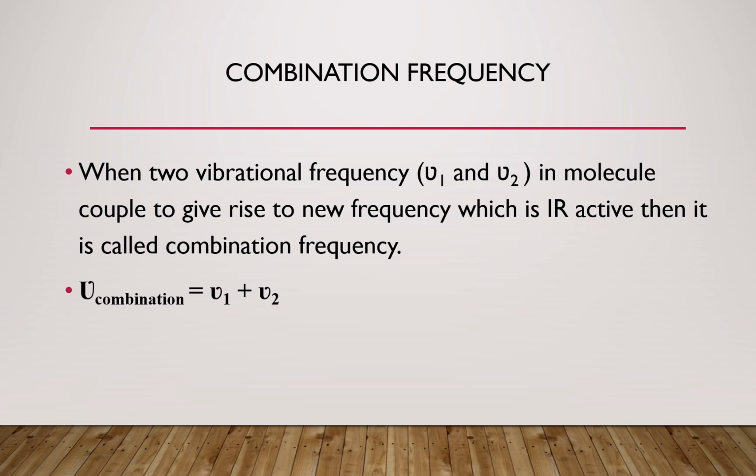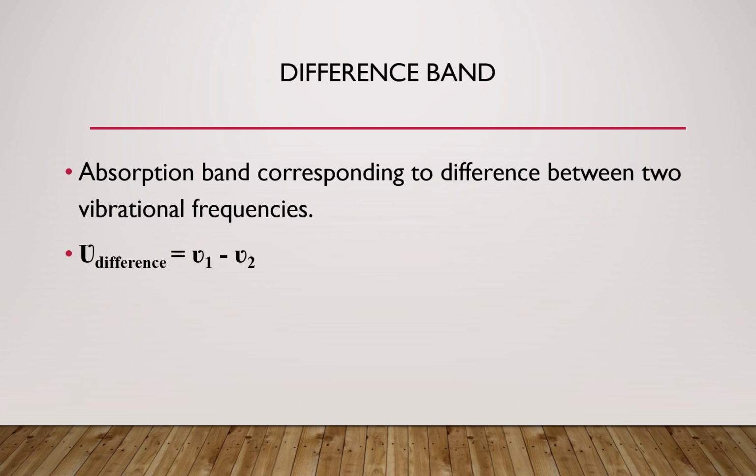What are combination frequencies? When two vibrational frequencies, mu1 and mu2, in a molecule couple together to give rise to a new vibrational frequency which is actually IR active, it is called a combination frequency. The simplest formula for combination frequency is mu1 plus mu2. So you get another frequency which is IR active. Similarly, we can have a difference band, where we take the difference of the two vibrational frequencies.